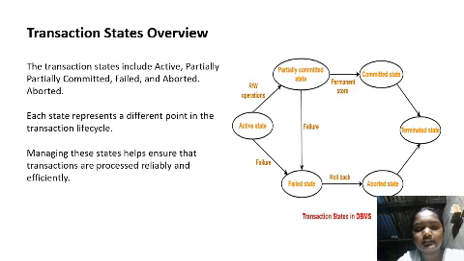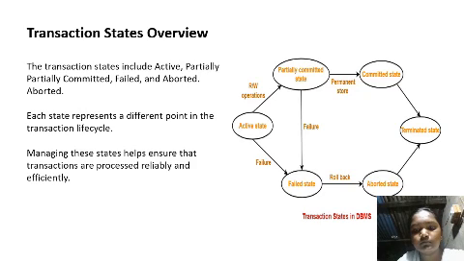Transaction states overview. The transaction states include active, partially committed, failed, and aborted. Each state represents a different point in the transaction lifecycle. Managing these states helps ensure that transaction processing is reliable and efficient.